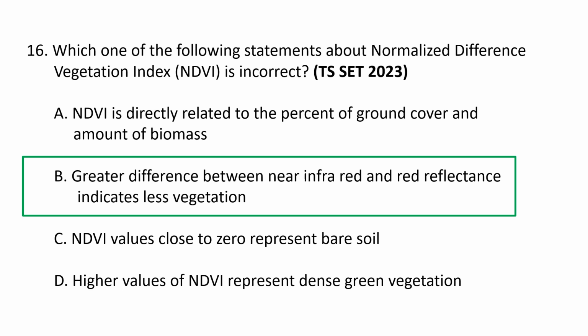So the correct option is: greater difference between near infrared and red reflectance indicates less vegetation, is not correct. Whereas the other statements, like NDVI is directly related to the percent of the ground cover and amount of the biomass, is correct. And NDVI values close to zero represent bare soil, this is also right. And higher values of NDVI represent dense green vegetation, this is also correct. So the only incorrect statement is B. So that's why B is the correct option.